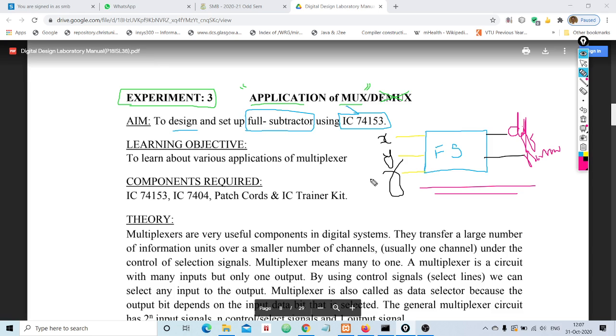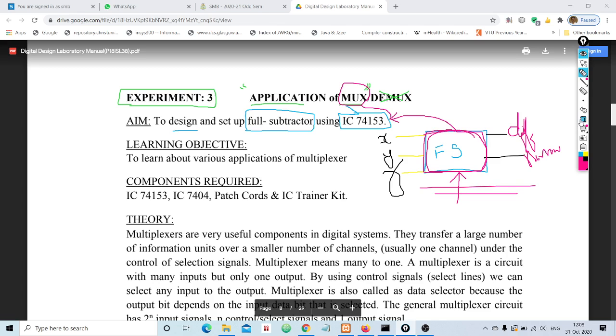Here what we have to do is design this full subtractor circuit using a multiplexer whose IC number is 74153. Clear with the objective? Once again I will repeat. We need to design this full subtractor circuit using the IC number 74153, which is actually a multiplexer. Clear? And finally, what that full subtractor has to do is a subtraction operation. We shall understand how it will perform the subtraction operation with the truth table in a few minutes. Clear with the objective? Okay, fine.